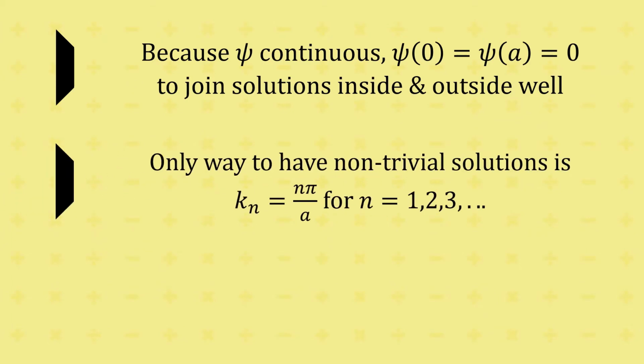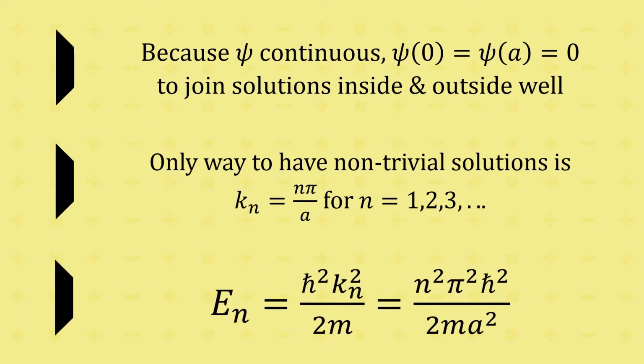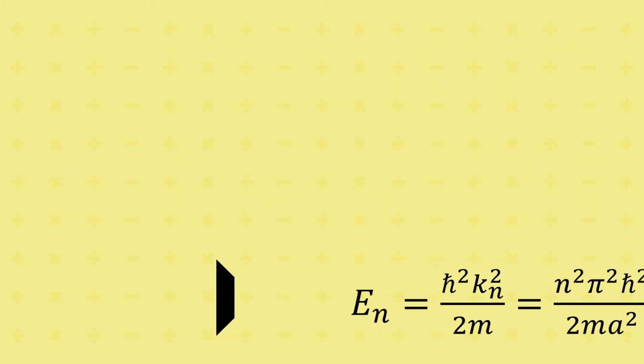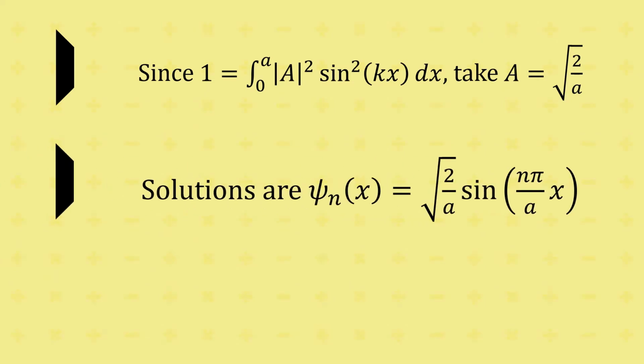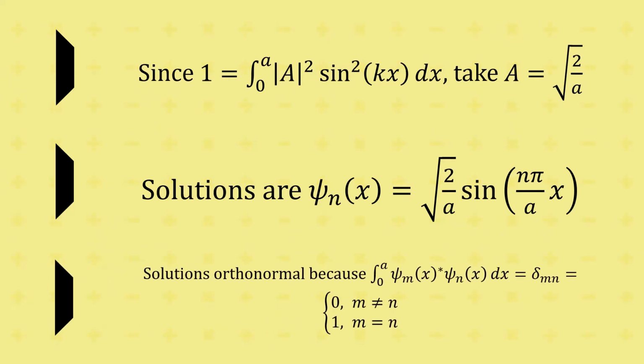Thus, the only way to have non-trivial solutions is for k_n equaling n pi over a. Thus, E_n is equal to n squared pi squared h bar squared over 2 m a squared. Since normalization requires that the integral here equals 1, we can take A to be the square root of 2 over a. Thus, the solutions are psi n of x equal to the square root of 2 over a times sine of n pi x over a.